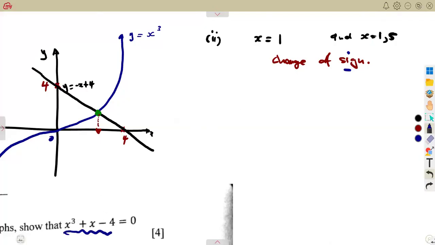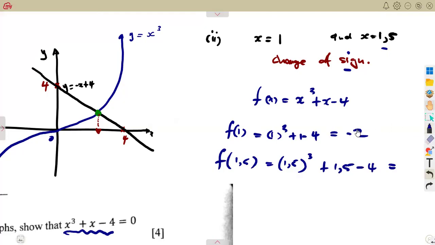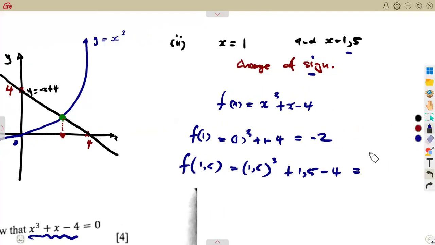In our f of x, whatever you had, f of x is equal to x cubed plus x minus 4. You take it as it is like this. Let's try if x is 1, we substitute that to be 1 cubed plus 1 minus 4. And that was going to give us a minus 2. f of 1,5: when this x is 1,5, you do the same thing, 1,5 to the exponent of 3 plus 1,5 minus 4. That was going to give us a positive, which is 0,875.